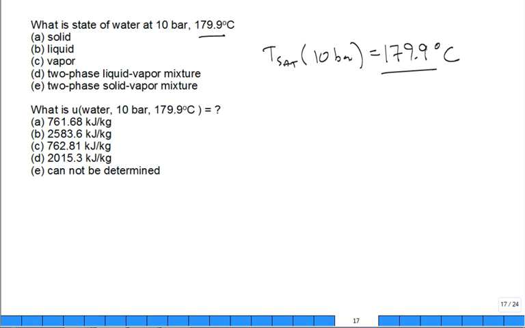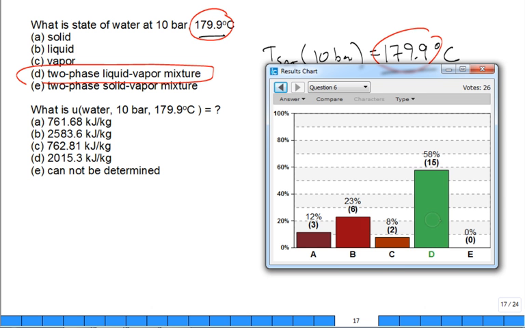All right. Because this was precisely the same temperature to 4 significant digits, we would say, aha, if the temperature is the saturation temperature, it's somewhere in that two-phase region. Somewhere in that liquid-vapor two-phase region. And so that's the correct answer, D.